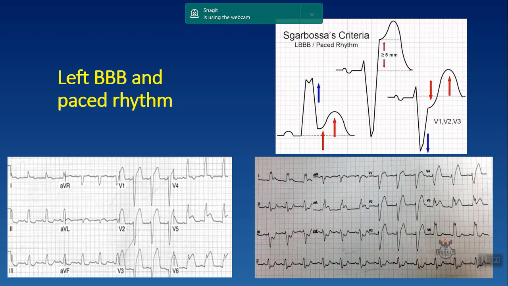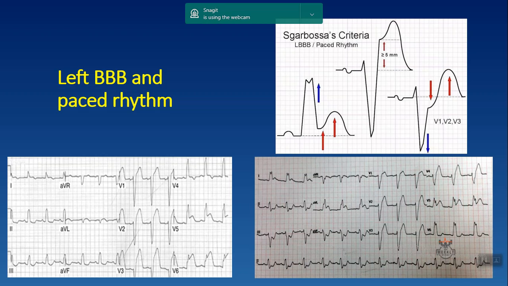These include patients with left bundle branch block and patients with paced rhythm. We call it Sgarbosa criteria, and Sgarbosa criteria includes the presence of ST segment elevation of more than 1 millimeter in a lead concordant with the QRS complex, or the presence of ST segment elevation more than 5 millimeter discordant with the QRS complex, or the presence of ST segment depression of more than 1 millimeter concordant with the QRS complex. I know this might be a bit complex, but we can understand it together.